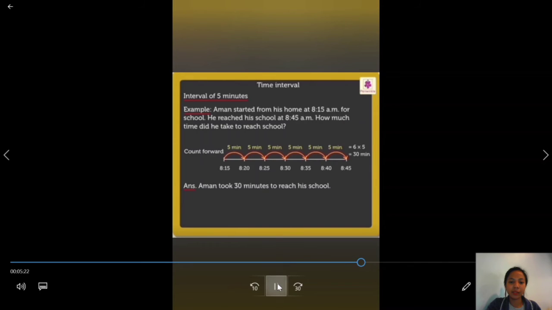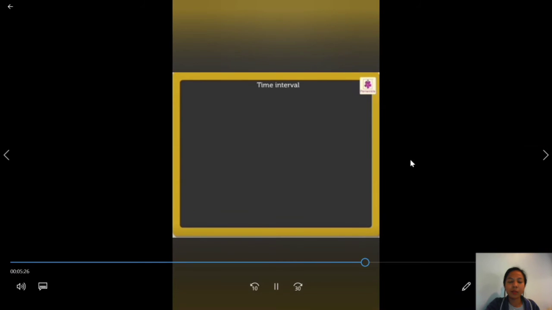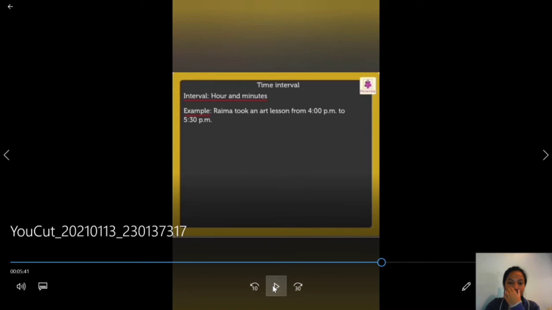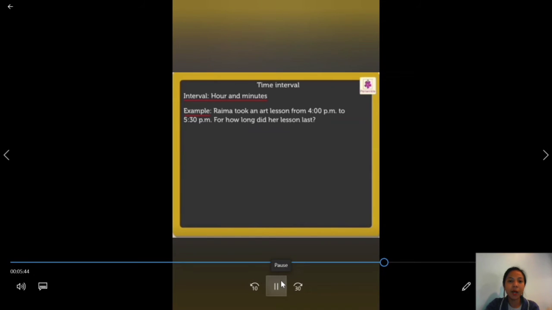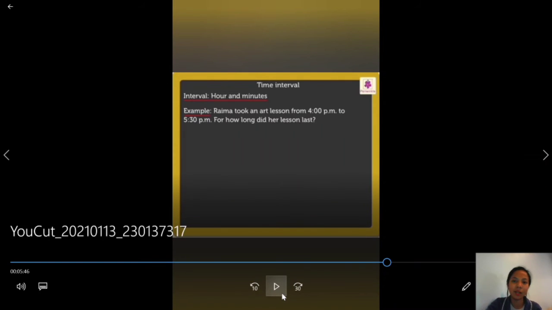So we already discussed how to get interval of time based in hour and now just done in minutes, like 5 minutes. Now this time we will have what about if it's involved with hour and minutes? Okay, now we will have another example, another situation. Rayma took an art lesson and it started from 4 o'clock p.m. to 5:30 p.m. All right? Now, for how long did her lesson last? Okay, how many minutes or hour? Hour and minutes. Took her to in her last art lesson.